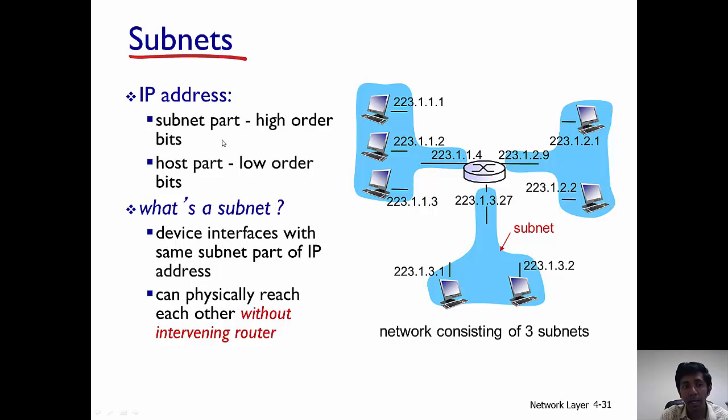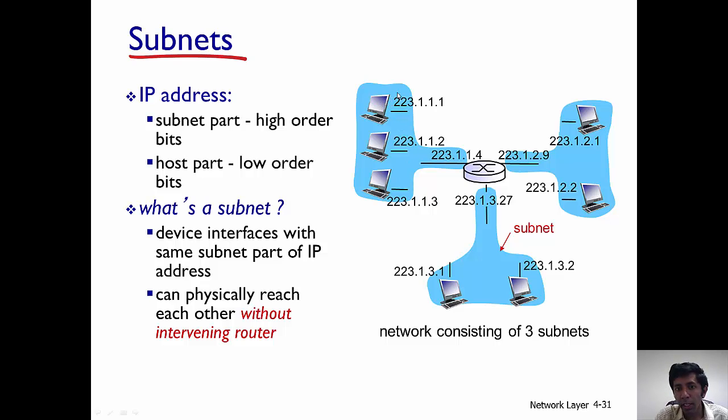The first part is the subnet part. That is the high order bits. The higher order bits form the subnet part, and the low order bits form the host part. So what is a subnet? Devices, that is interfaces, with the same subnet part together form the subnet. So what does that mean?